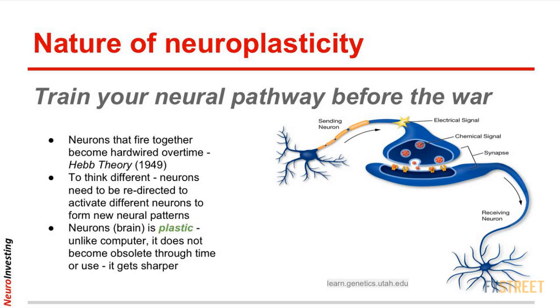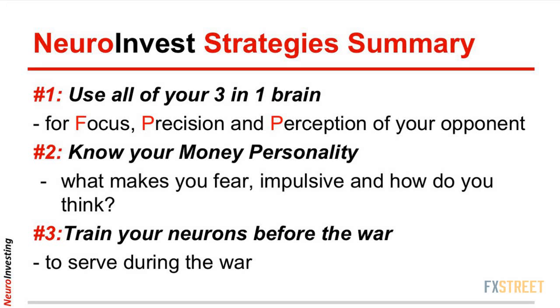So this is what we have in summary. Neuro investing strategies, 3 of them for you to let you have the focus, precision, and perception that you need in currency trading. Use all of your 3-in-1 brain, not just the logical brain. There's a lot in there in your emotional brain, not just in helping you to understand and control and manage your emotions, but much more. As you dwell more into it, as you practice and train the neurons that are working in your emotional brain, as you understand it more, you're going to be more perceptive.